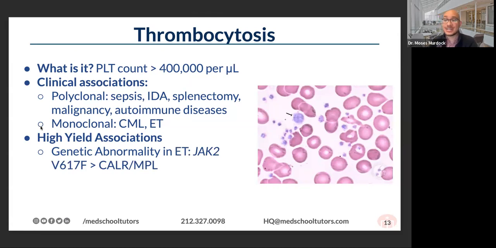V617F mutation. Because I'm a hemonc nerd and I just can't help myself, there are mutations in calreticulin and in MPL that can also lead to myeloproliferative neoplasms. I'll just point out, this is super cool. What is MPL? It's the thrombopoietin receptor. So it makes total sense. If you mutate the receptor that is telling the bone marrow when to create platelets, you throw a wrench in the circuitry and you end up with too many platelets.